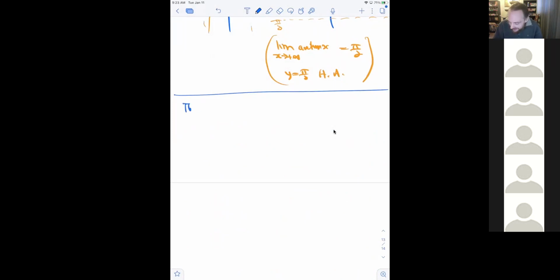But the exponential function and logarithms, the inverse of exponential.